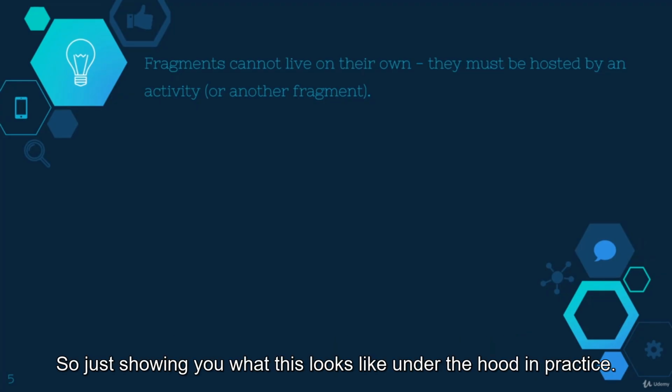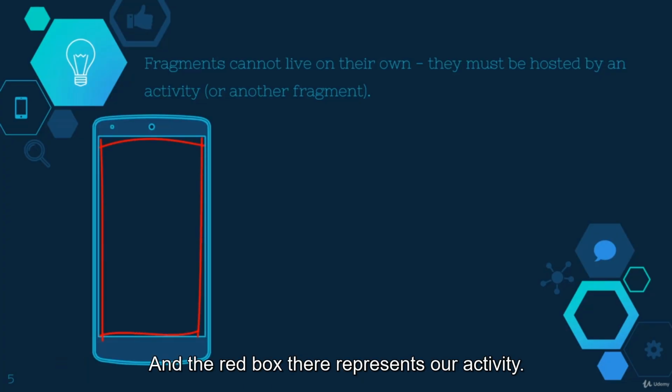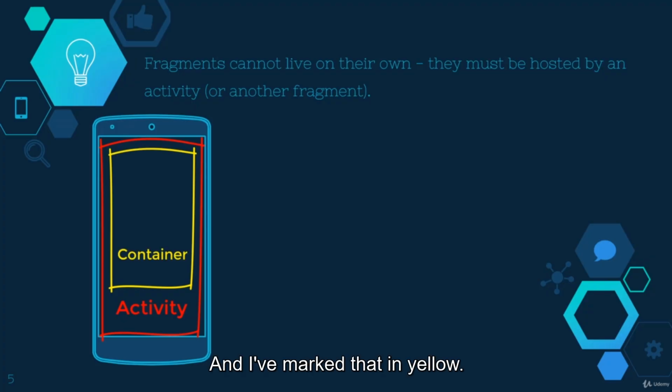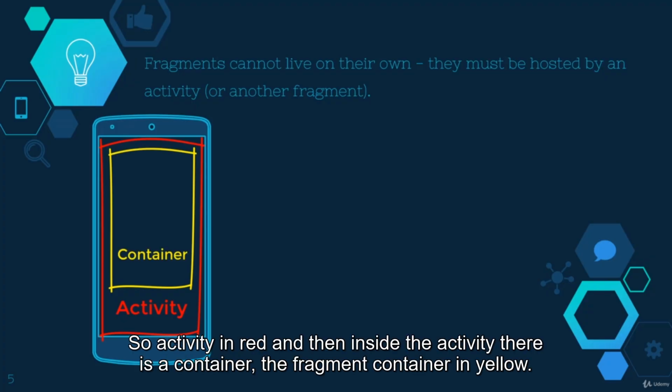So just showing you what this looks like under the hood in practice. If we have our phone, and the red box there represents our activity. Okay, so we have a new activity, and that's created. And inside the activity's layout is a container, a frame or a container where we can add our fragment. And I've marked that in yellow. So activity in red, then inside the activity there's a container, the fragment container in yellow.